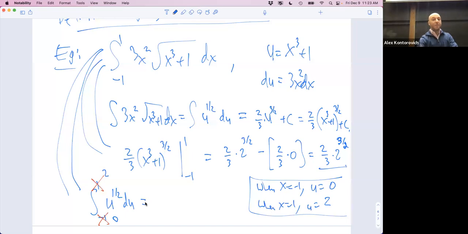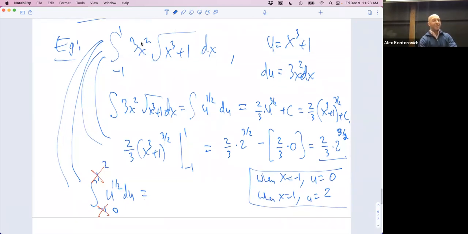Now I can forget that the original integral had to do with x's. I have a new integral. It's the same integral, the integral from 0 to 2 of u to the 1/2 du. Does that make sense? I know how to integrate u to the 1/2. That's u to the 3/2 times 2/3. And I'll evaluate that from 0 to 2.